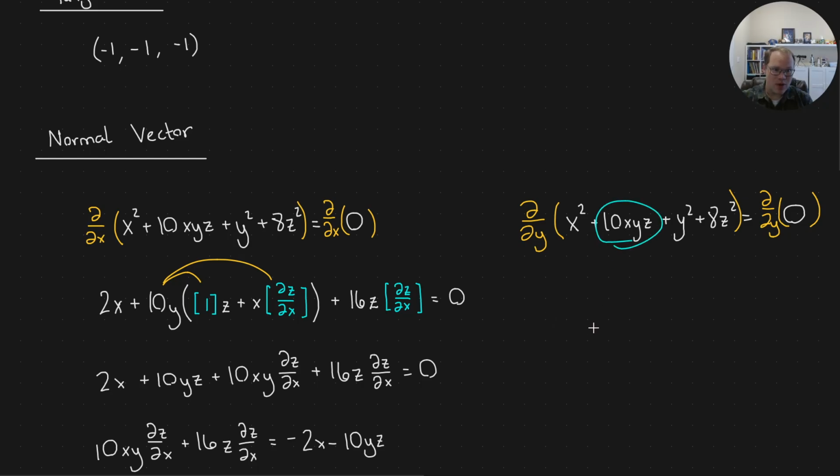Derivative of 10xyz with respect to y, I'm going to need the product rule because I'm multiplying both y and z together. Now the 10x I'm treating as a constant. So I'll leave that outside, and I'll do the product rule on the y and the z that remain. Derivative of y with respect to y is 1 times the z unchanged. And now swap them. Now I leave the y unchanged, and now I multiply by the derivative of the z.